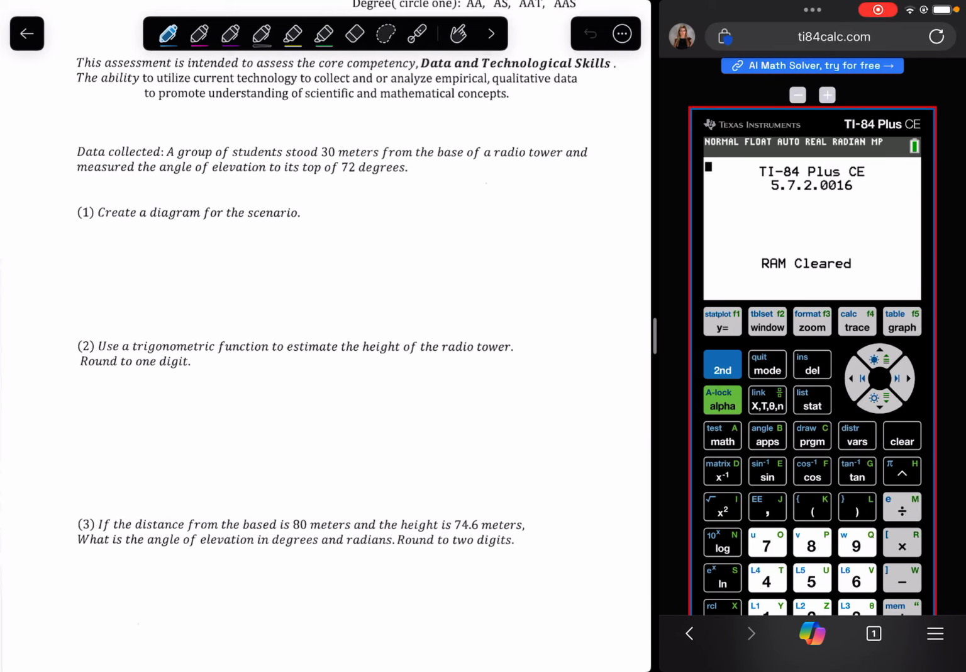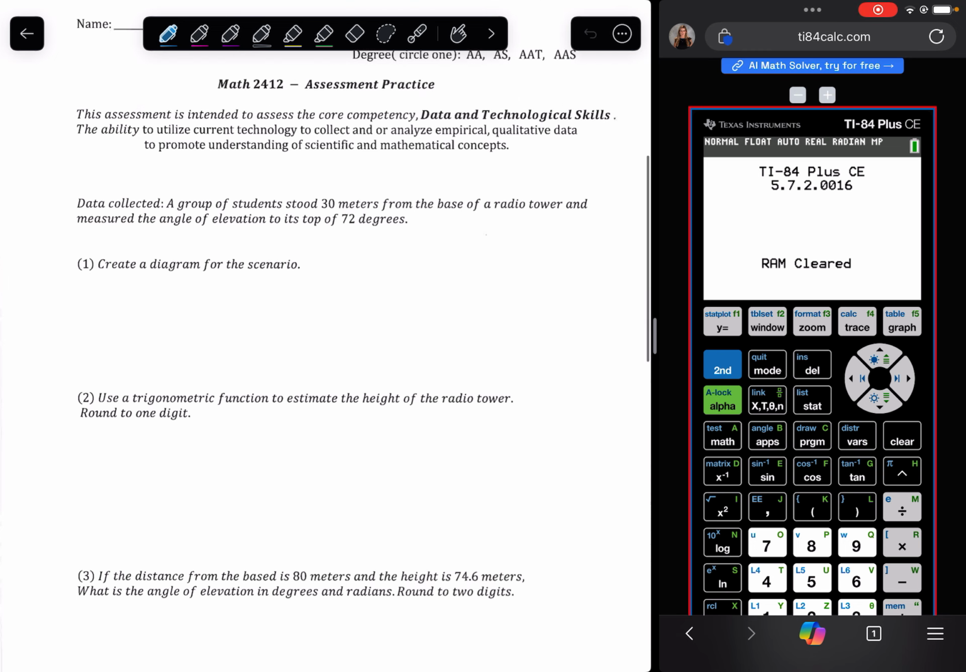Right, we're going to go over the assessment practice. This is to get you ready for your common assessment quiz. It says data collected: a group of students stood 30 meters from the base of a radio tower and measured the angle of elevation to its top of 72 degrees.